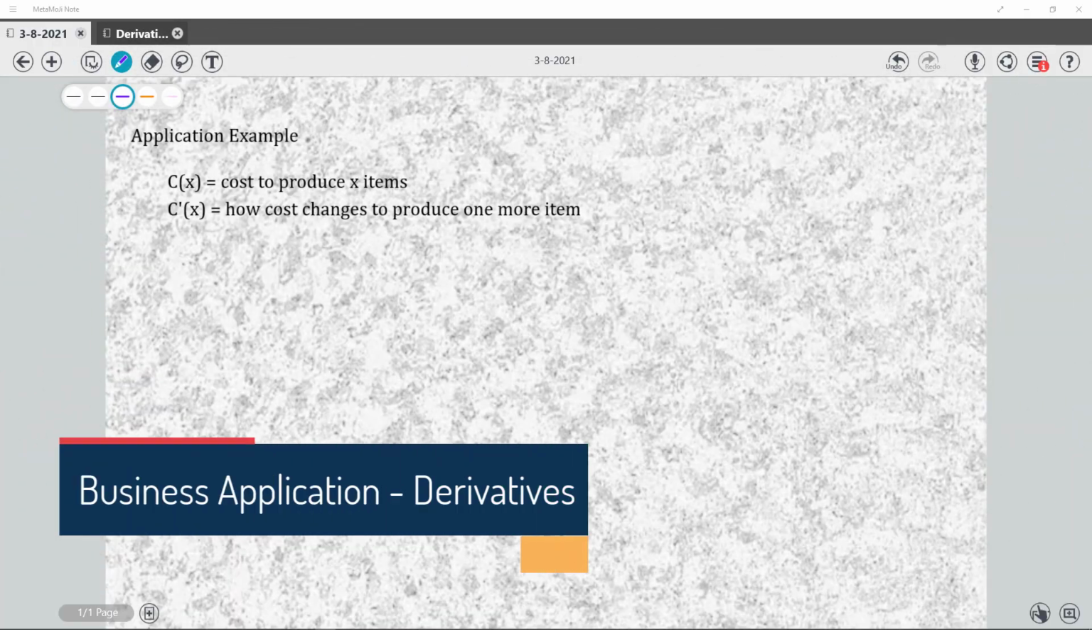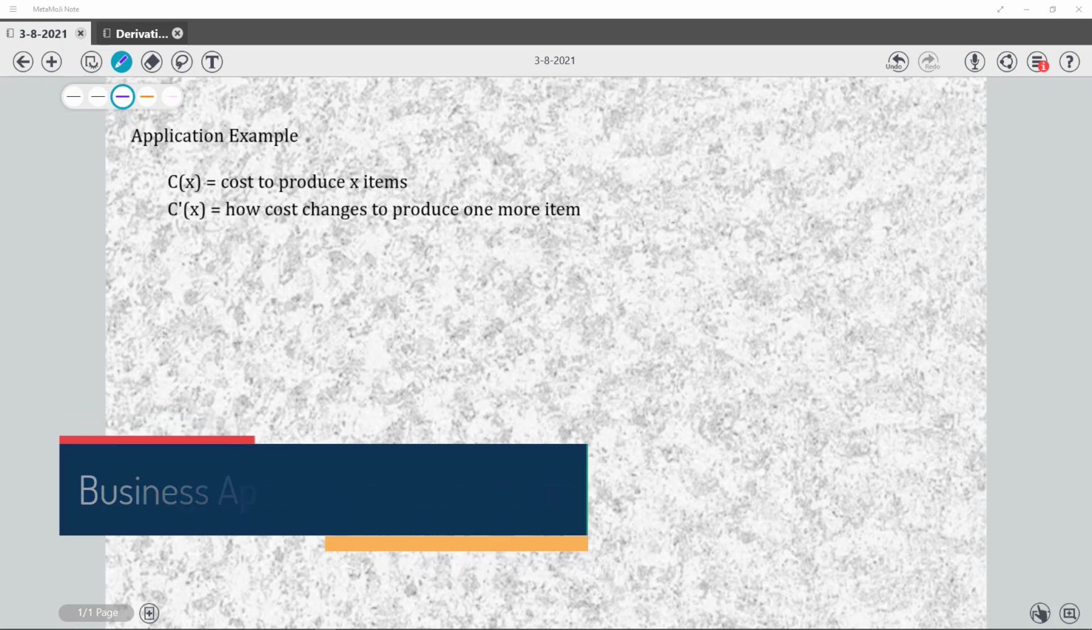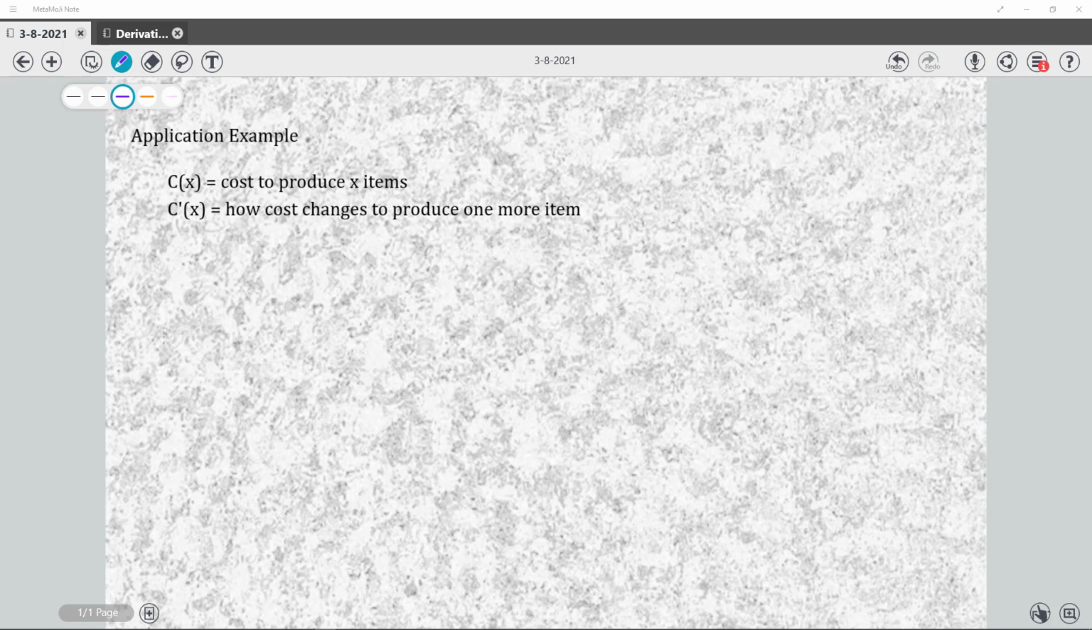All right, derivatives. Who uses this stuff, right? Business example. If we have a function C of x, and that is the cost to produce x items, then what the derivative means is how the cost changes to produce one more item. So for example, if you had C prime of 11, that would be the additional cost to produce the next item, the 12th item, after you've already produced 11.